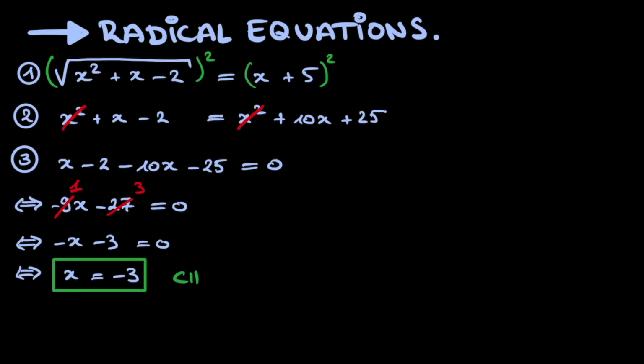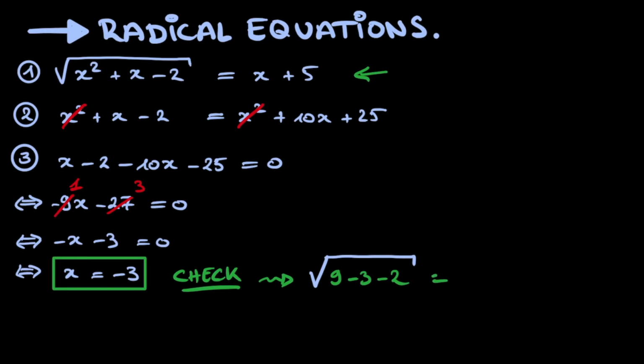Of course, we can use this result to actually check whether we didn't make any mistakes, which is always a good idea in mathematics. So we simply fill our solution, x is equal to minus 3, back into our original equation. This time, of course, without these squares. This means that we get the square root of x squared, but x is minus 3, so that would become 9, plus x, which is minus 3, minus 2. And this should of course be equal to x plus 5, but x being minus 3, this is of course equal to 2. And let's see if this is indeed the case.